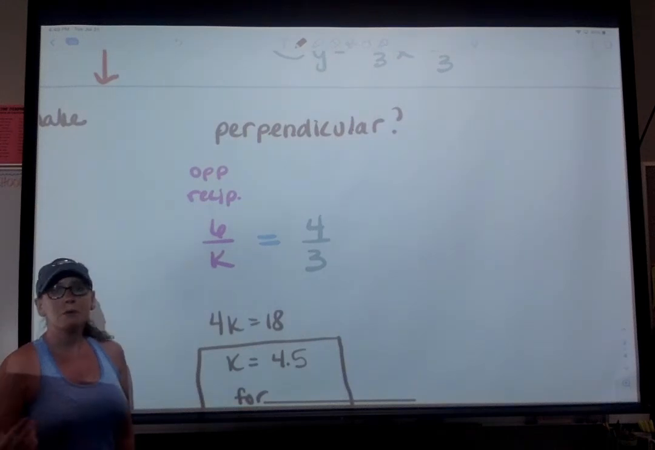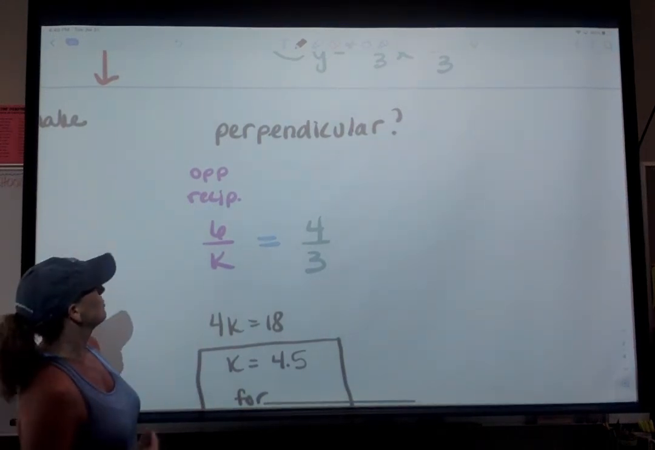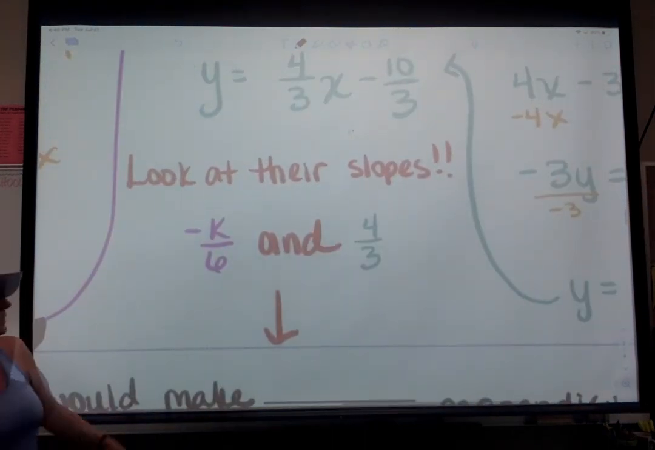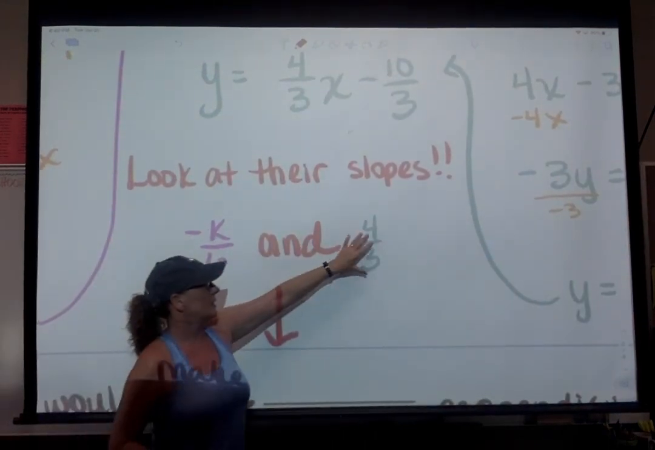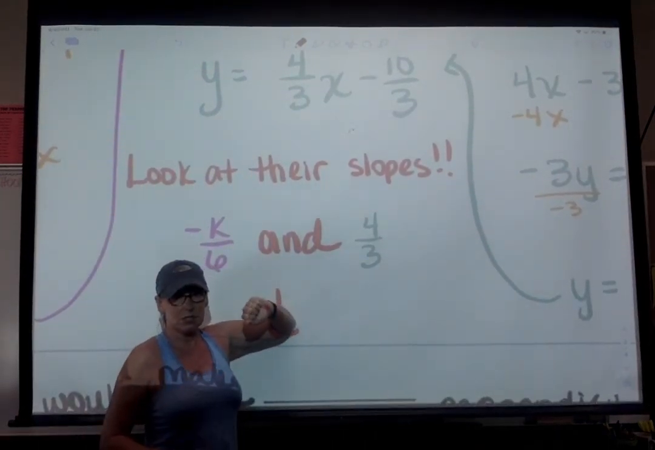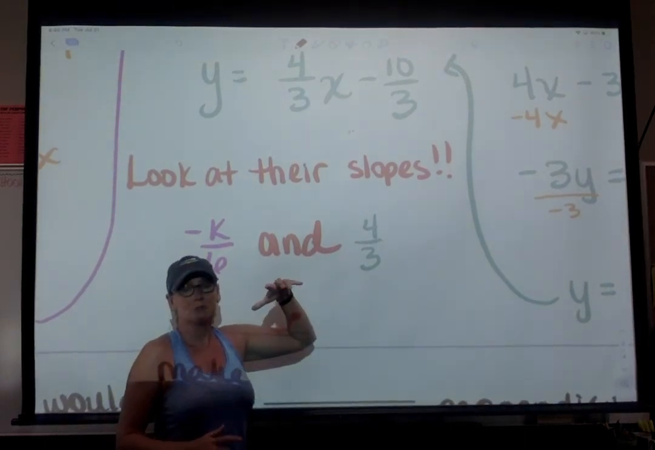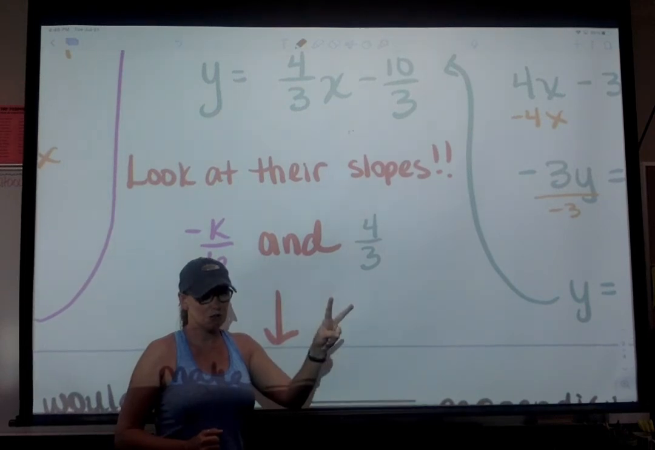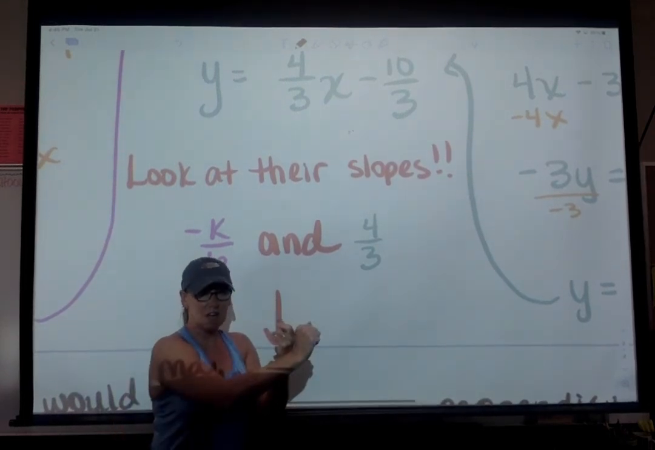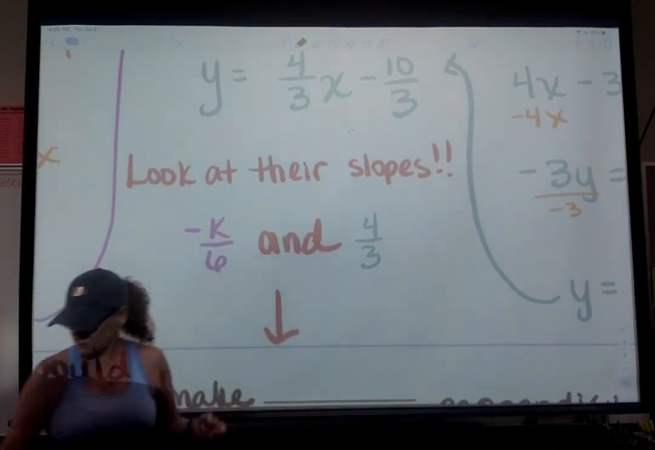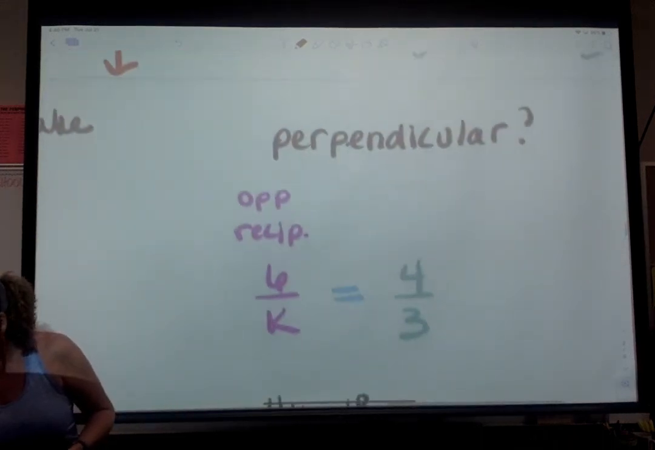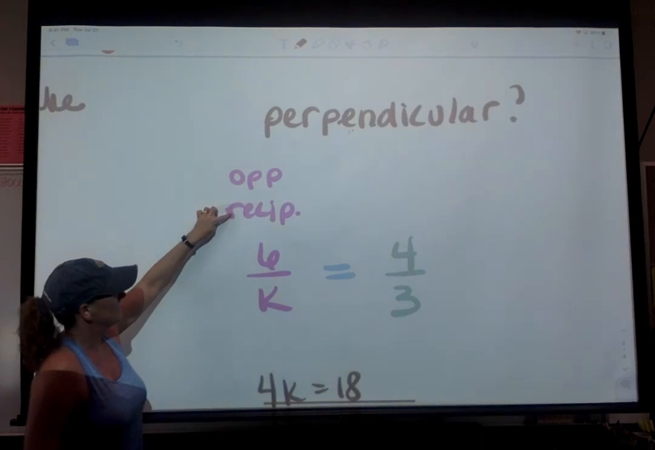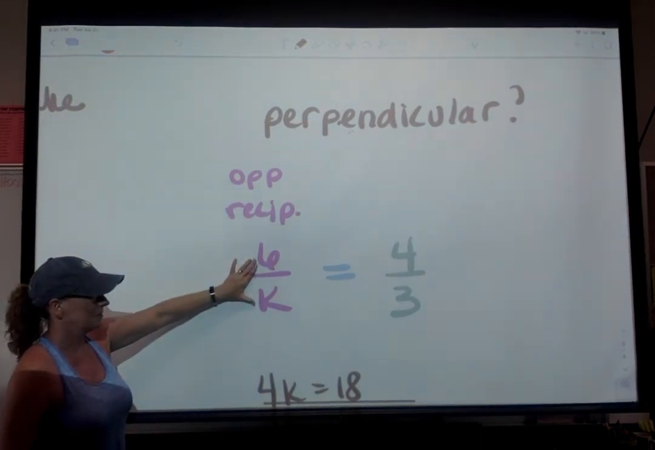All right, what would make those two lines perpendicular? So remember what my slopes were, here and here. Take one of them. Doesn't matter which one. Take one of them and change it two ways. Turn it into its opposite and turn it upside down. Opposite, upside down. That's what I did.